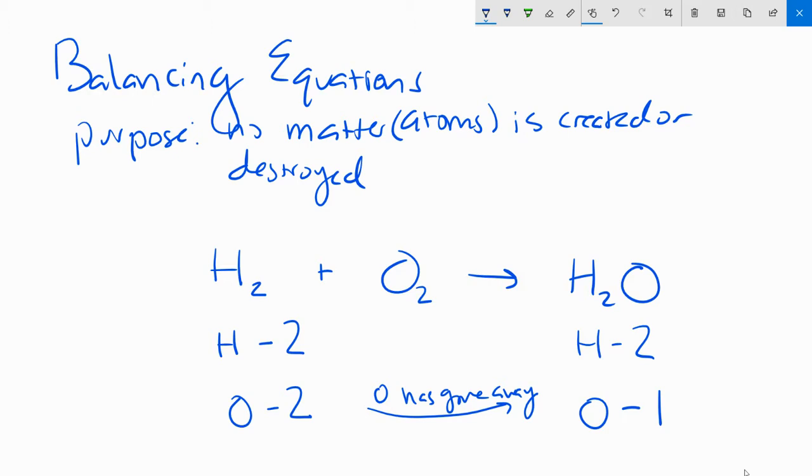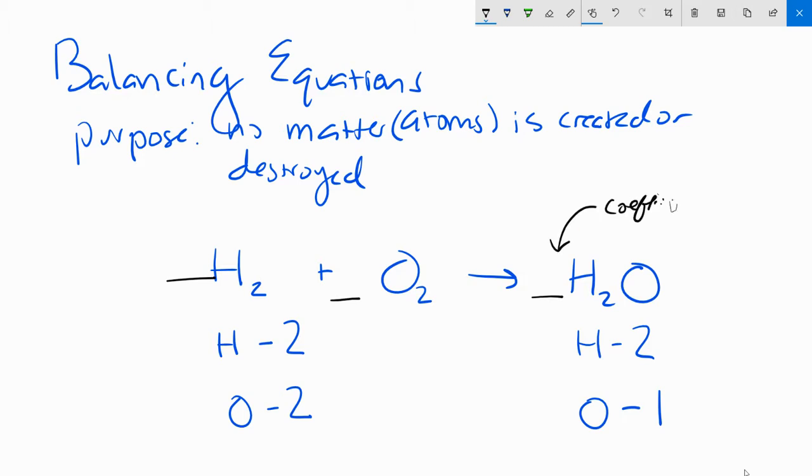That's just not reality. So instead, we add coefficients to our chemical equations, or multipliers, so that our numbers work out and nothing is destroyed. So I'll put those in front. So we call these coefficients. Coefficients are multipliers that go in front.